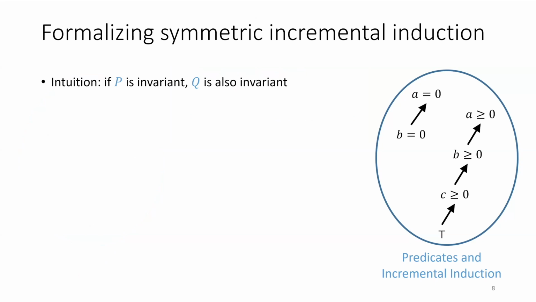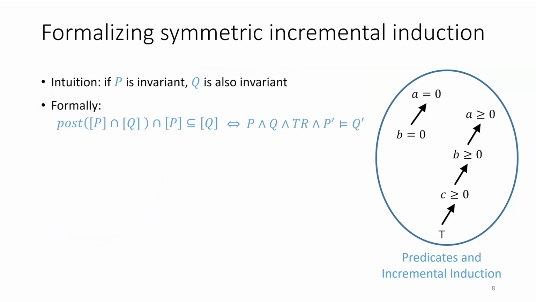And let's try to formalize this. This is the formal connection: if you start at a state that satisfies both P and Q, or if you like it better, you can look at it like this: if you start at a state that satisfies both P and Q, and you make a transition to a state that satisfies P, then that state satisfies Q.